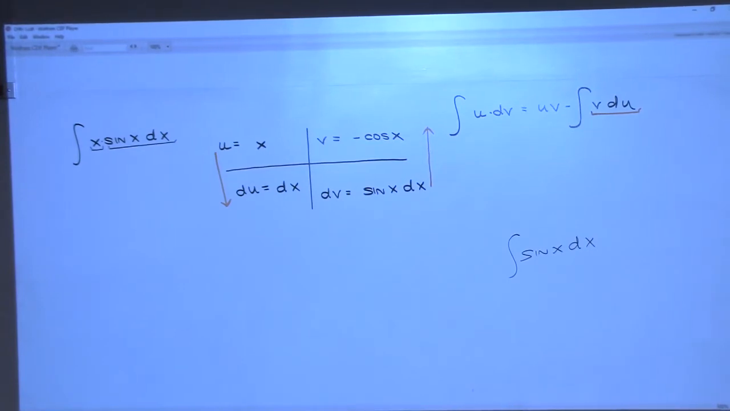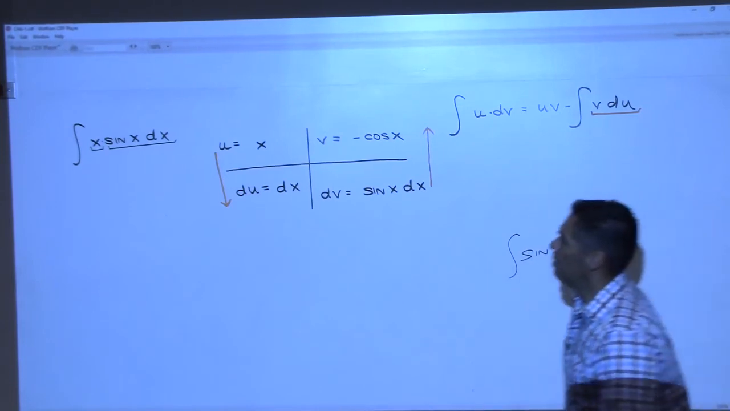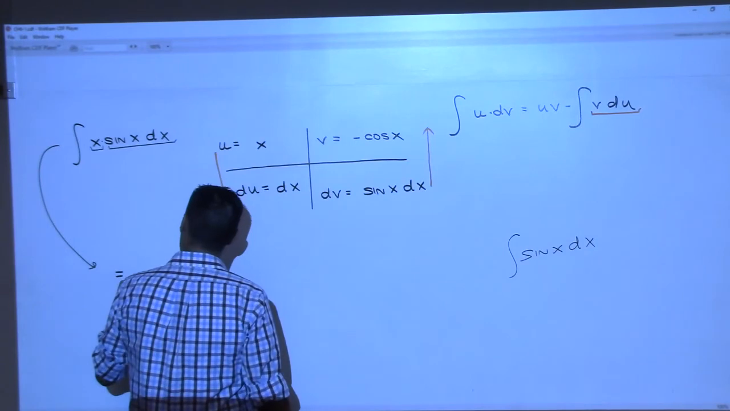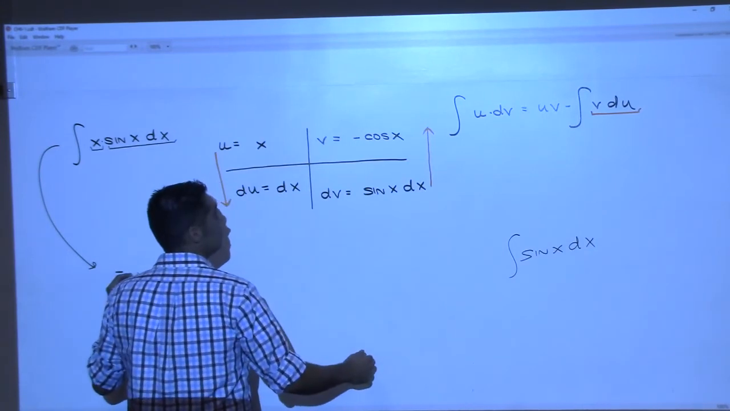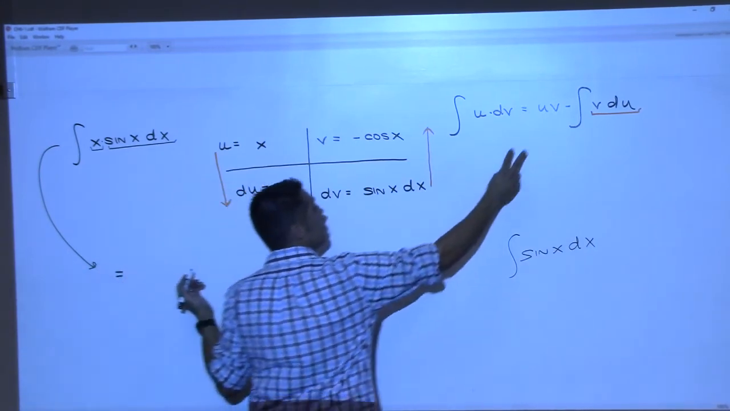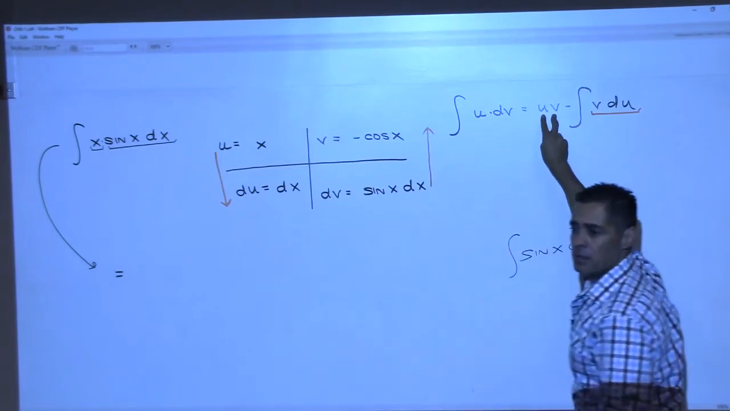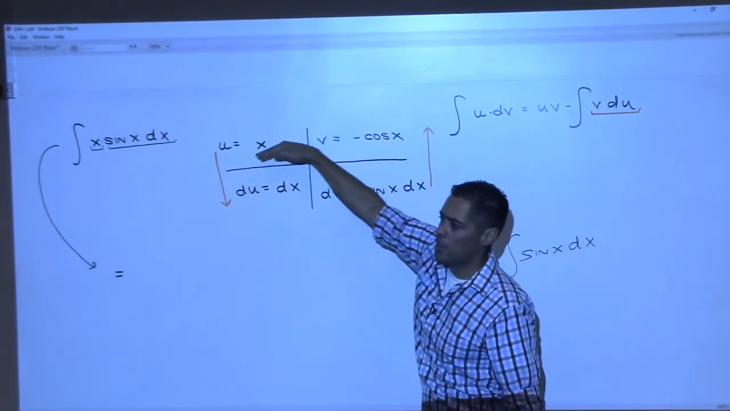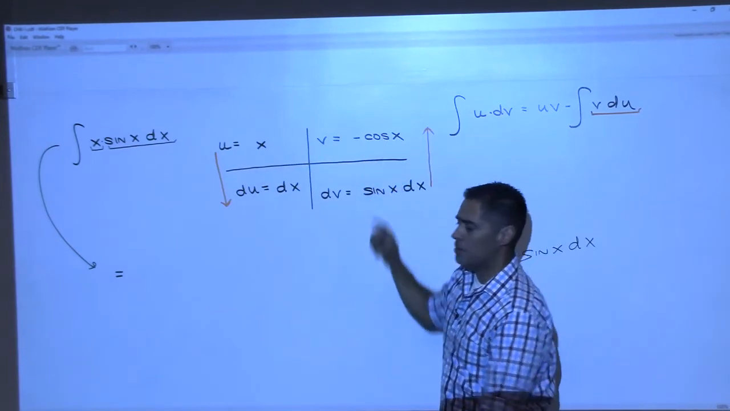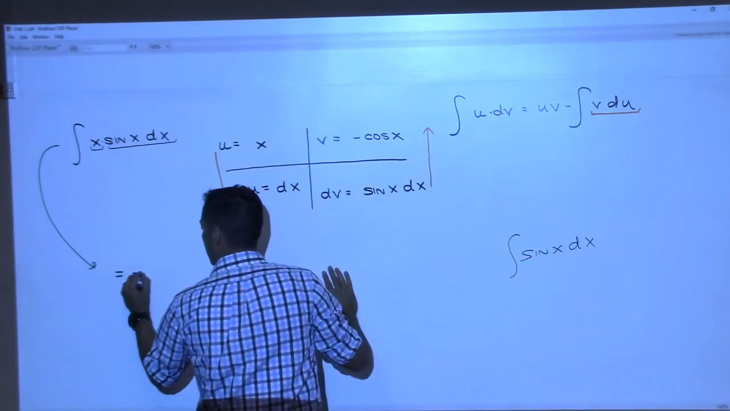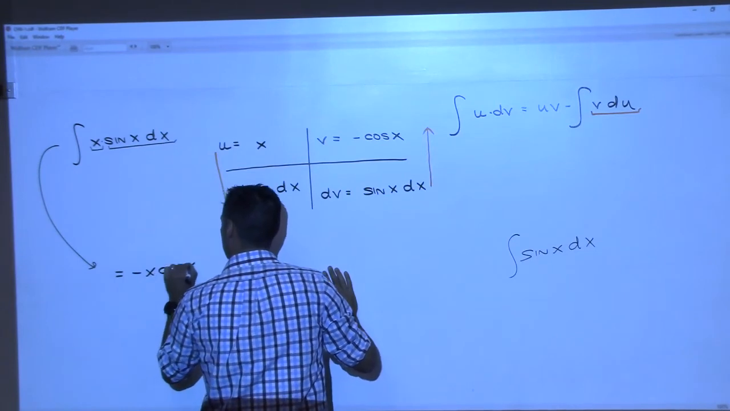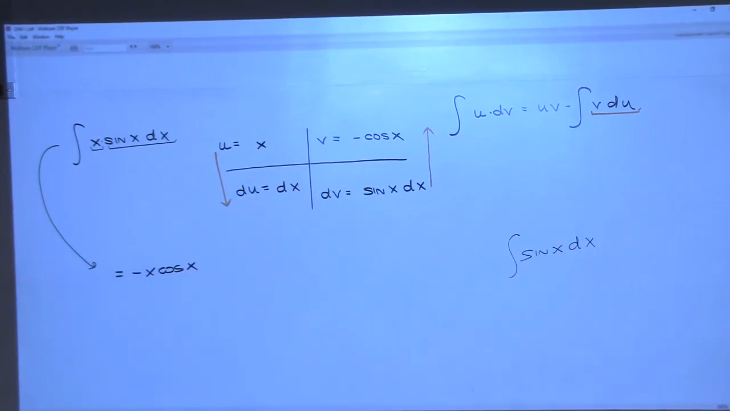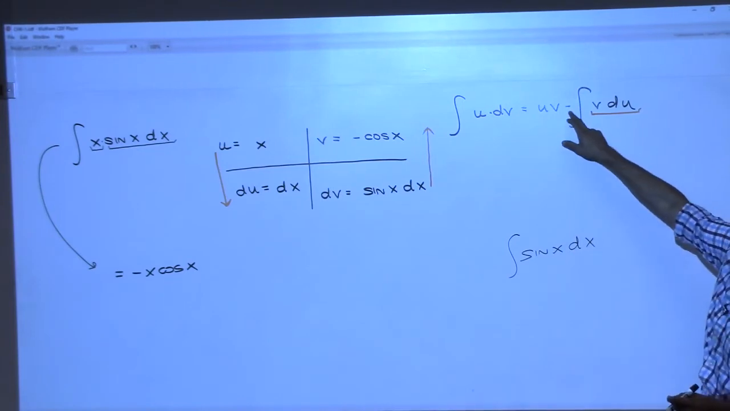Now let's do the formula, all right? So this is equal to what, according to the formula? U times v, right? It's this times this, just x times that. No integral, right? Minus x cosine x. I put the negative out front in front of the x. And then I have minus now my integral.